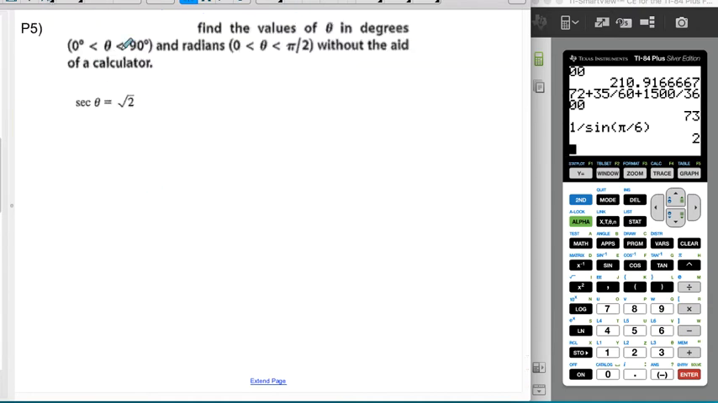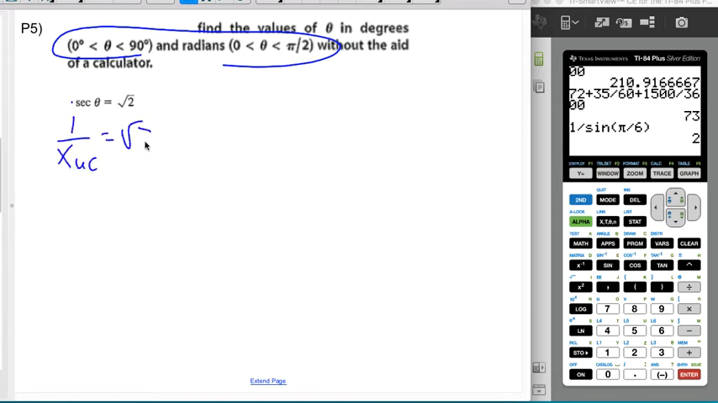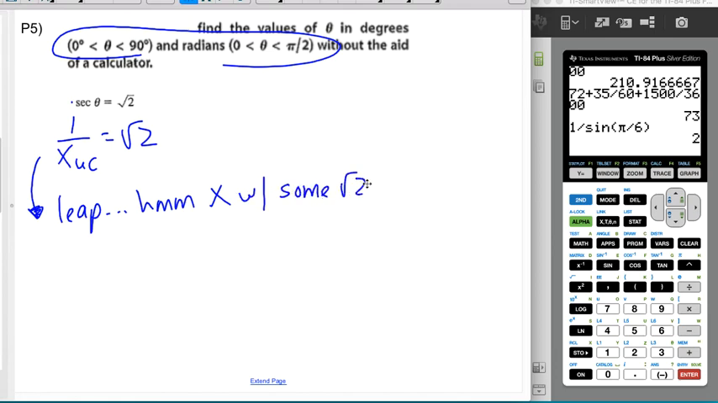Okay, so we want to know where the secant is √2. Again, I'm going to argue that there's a strong possibility for a mental leap here. So I am in quadrant 1, right? But this is saying where is the 1 over the x on the unit circle equal to √2? So it's not wrong if your brain makes a leap and says, it's an x with some √2. Well, the only points on the unit circle that have √2s at all are the 45 degree angles, right?